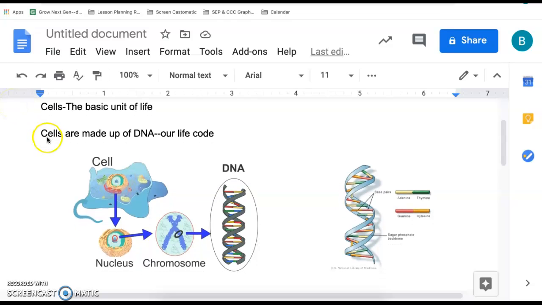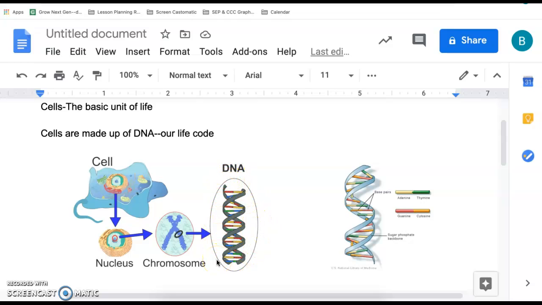So I wanted to show you this flow chart of how we get from a cell to DNA. You did an assignment with cells a couple weeks ago, and in the middle of our cells, we have what is called the nucleus. The nucleus is kind of the control center of the cell. It controls lots of different things going on. Within the nucleus, we have what's called a chromosome. We have several of these. And on these chromosomes, we have this double helix, this staircase, this ladder structure called DNA.